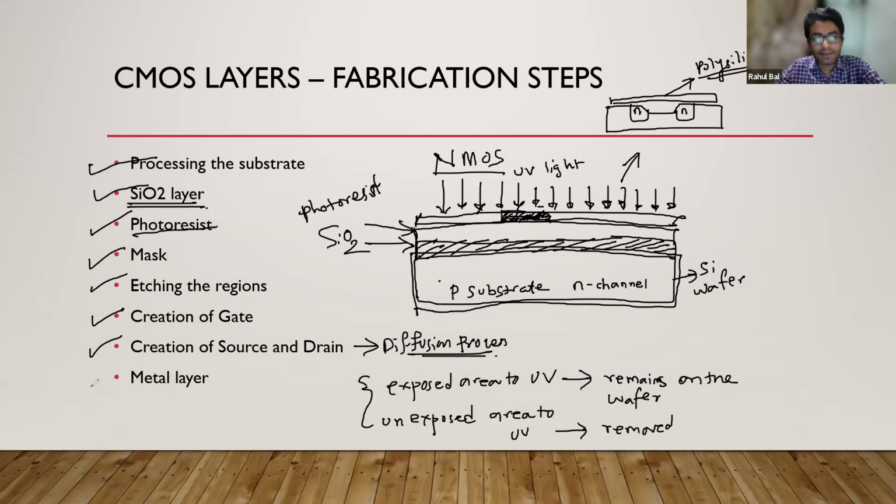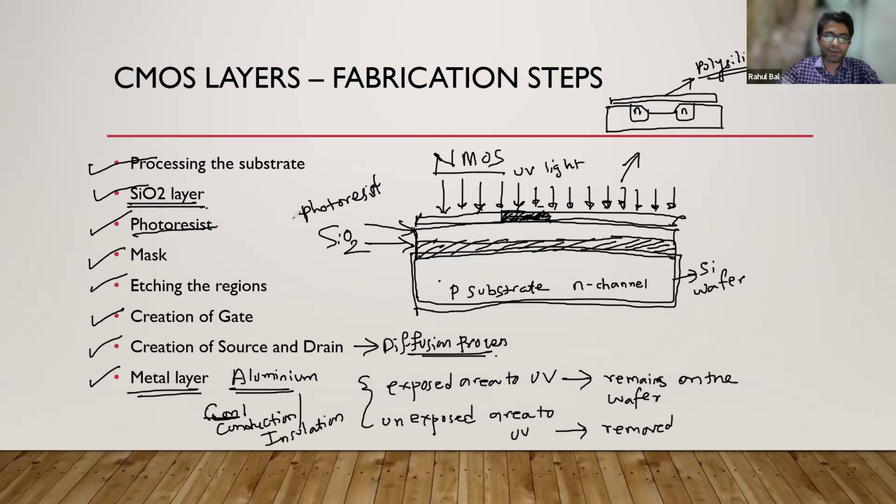And at last, we will use a metal layer, which is aluminum metal, which is used to provide the insulation as well as the conduction function. It will take care of conduction as well as the insulation part. Some part of your NMOS is conducting in nature, some part is insulating in nature. That will be taken care of by this metal layer. So that is the use of the metal layer.